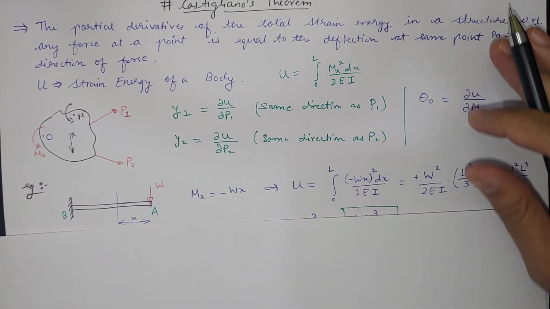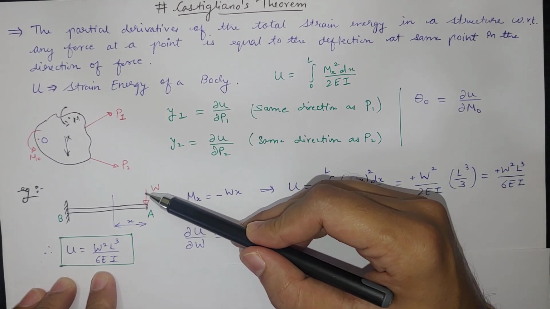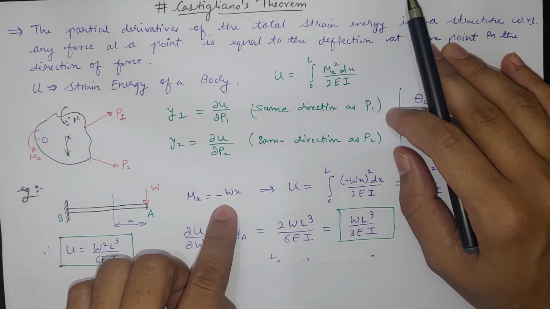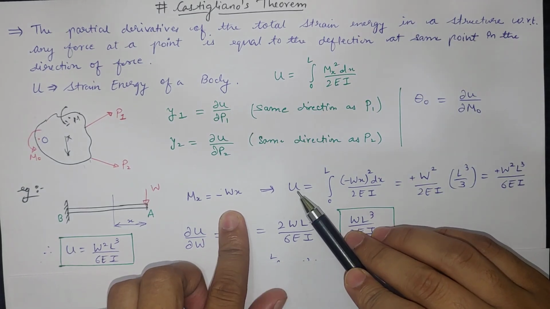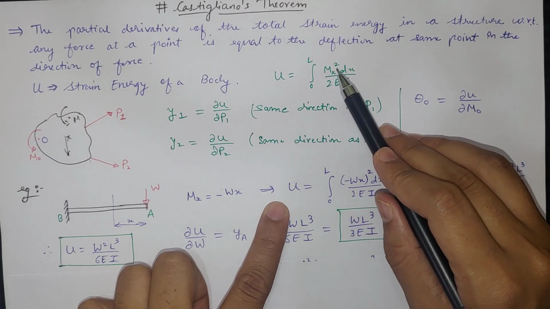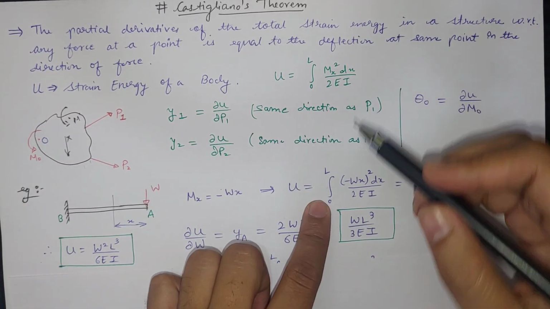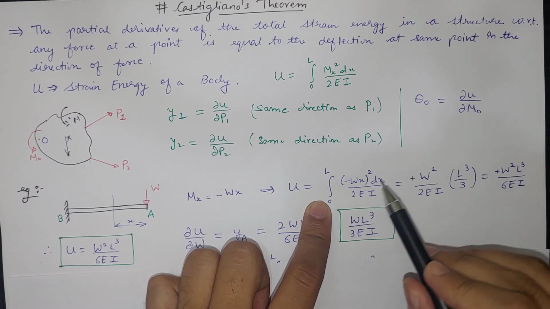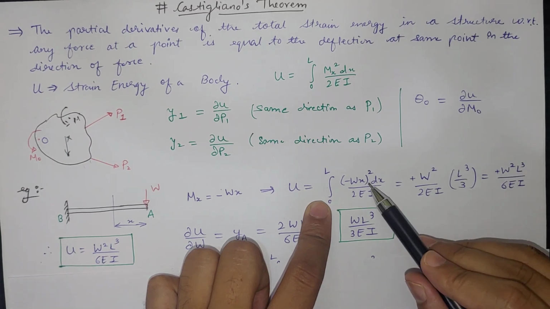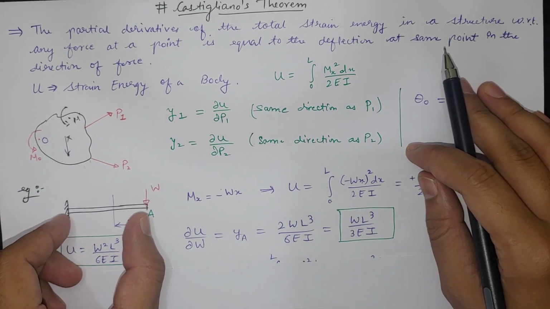Here the first example we have to look at is a cantilever beam, and we are applying load W at point A. Now we can write the moment at a random section x as W into x. To calculate strain energy, U is the integral of (minus Wx) whole square dx upon EI, minus because it is a hogging moment, bending downward. After integrating, we get W squared L cubed by 6EI, because the integration of x squared is L cubed by 3, from 0 to L, over the total length.